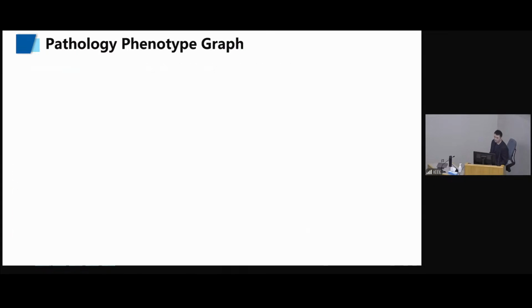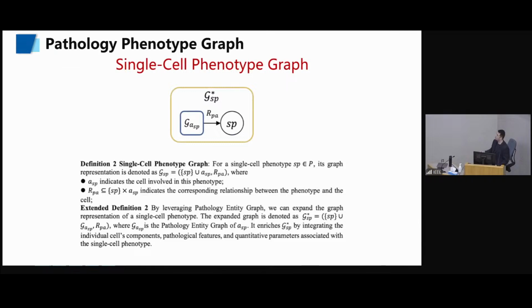So, in view of this, we provide a definition for a single cell phenotype graph as follows. In simple words, a node will represent such a phenotype, and it will link to the corresponding pathological entity graph, which describes the entity's characteristics as well as its composition.